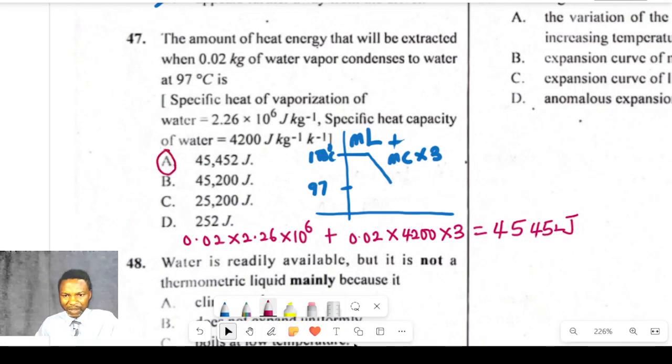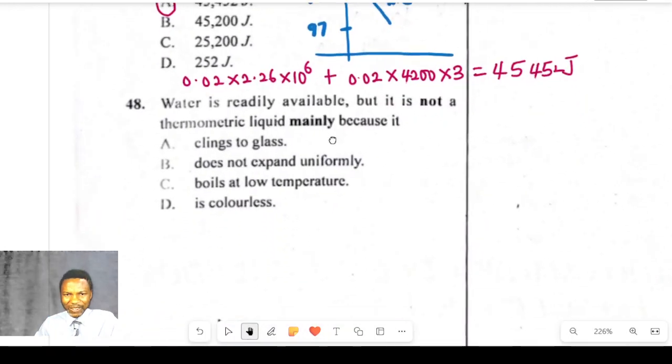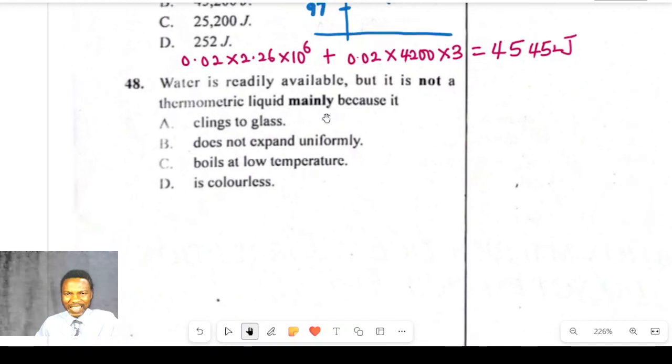Okay, number 48, just two to go. Water is readily available, but it's not a thermometric liquid, mainly because it has an anomalous expansion. It does not expand uniformly. The answer is B.